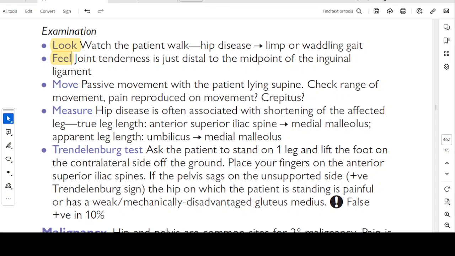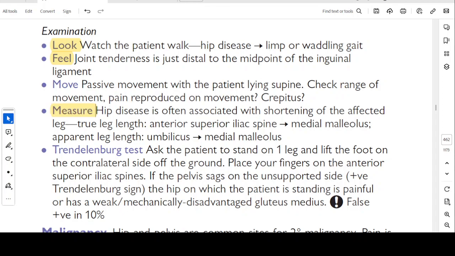Move. Passive movement with the patient lying supine. Check the range of movement. Is the pain reproduced on movement? Is crepitus present?